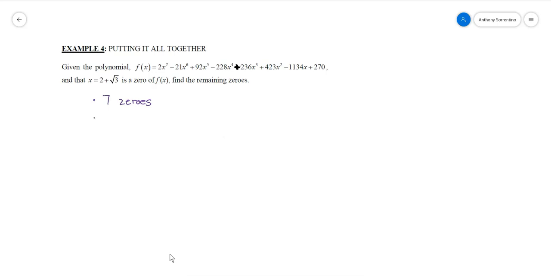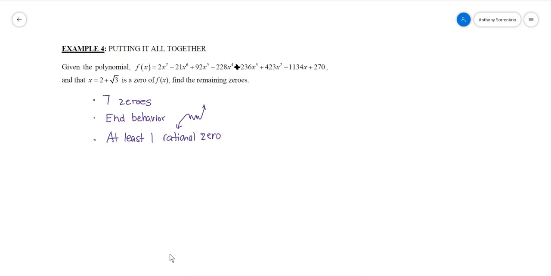I know the end behavior, it's going to look like that, because it has an odd degree. And I know that any non-real zeros have to come in pairs, because all these are integer coefficients, which makes them rational. And since I know that any irrational zeros have to come in pairs, that means I have to have at least one rational zero.